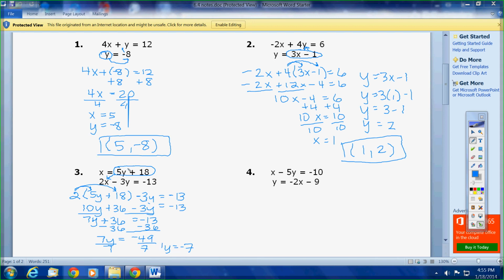Now I'm going to go back and find the x. So I'm going to come over here, and x equals 5y plus 18. X equals 5 times negative 7 plus 18. And that's going to give me negative 35 plus 18. And x is going to equal, let's see, negative 35 plus 18. That's going to be a subtraction problem. That gives me negative 17. So the point of intersection between these two lines is going to be negative 17, negative 7.